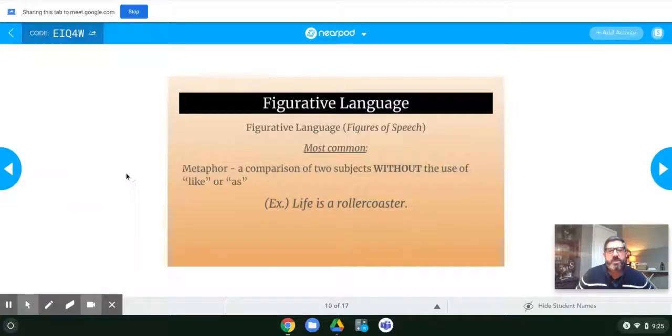So like I was just mentioning, a metaphor. That's another one of the most common forms of figurative language. And it's a comparison of two subjects without using the words like or as. So for example, life is a roller coaster. So in this instance, we're comparing the ups and downs of life that we're all familiar with to a roller coaster. And we all know that roller coasters go up and down. So again, McKenna, that first thing you typed in there was a good example of a metaphor.